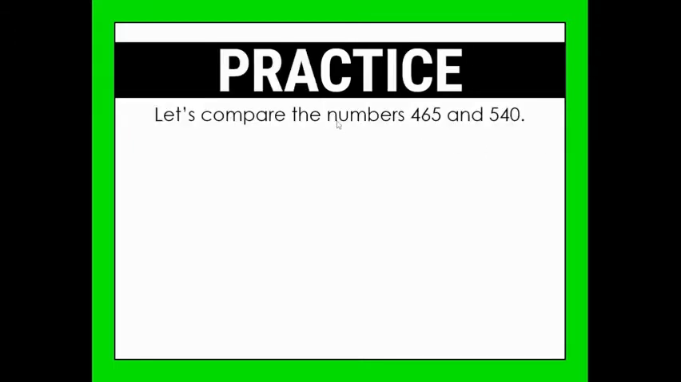Today, our objective is I can compare and order numbers up to 1,000. So we're going to start by comparing the numbers 465 and 540. And we're going to start by doing this on a hundreds, tens, and ones chart.